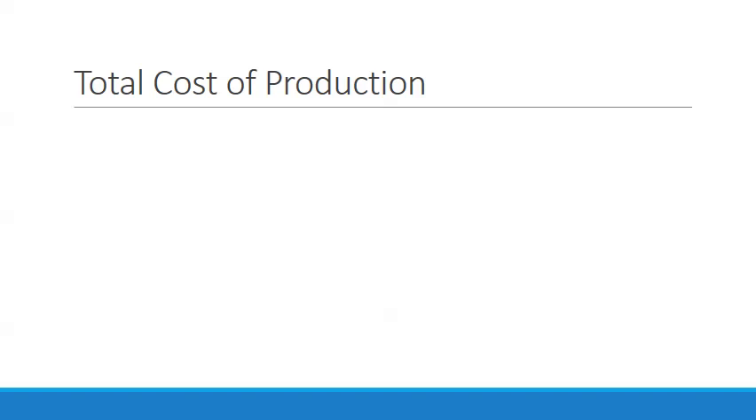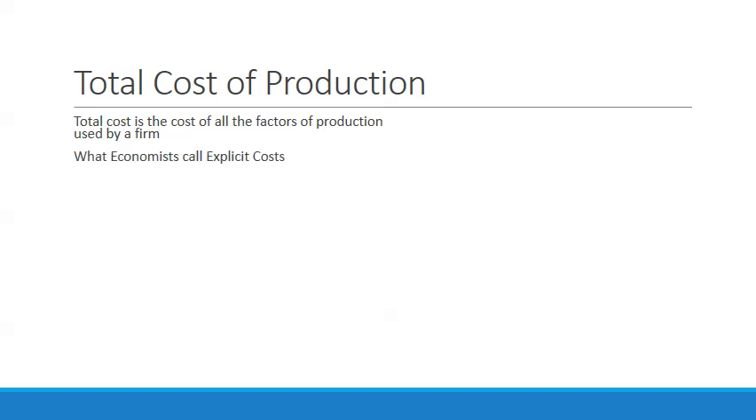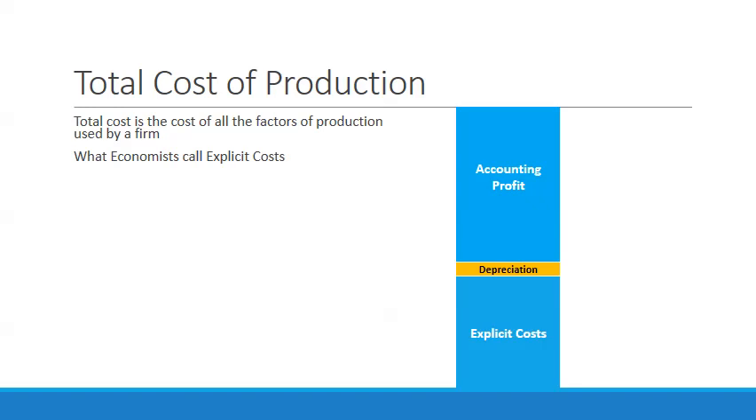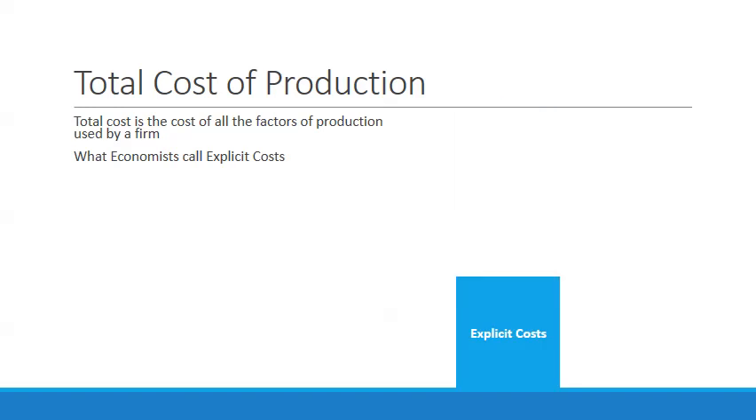So let's examine the total cost of production. So total cost is the cost of all factors of production used by a firm. So it's what economists call explicit cost. So that's that point down there. So that is our explicit cost. And it consists of total fixed costs, which we abbreviate as TFC. So that's our fixed cost.